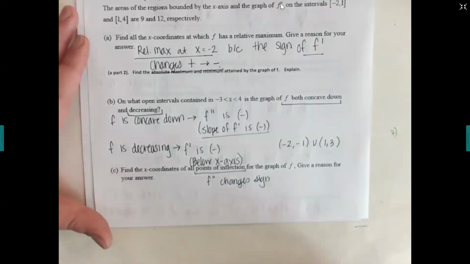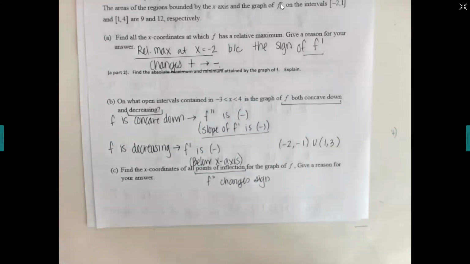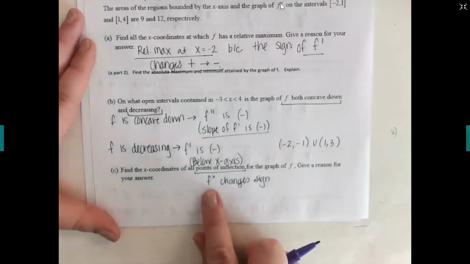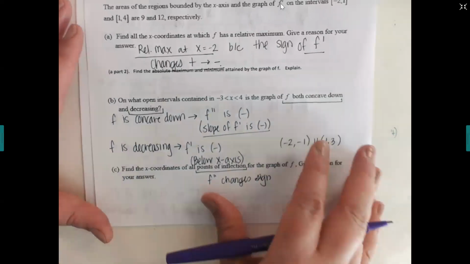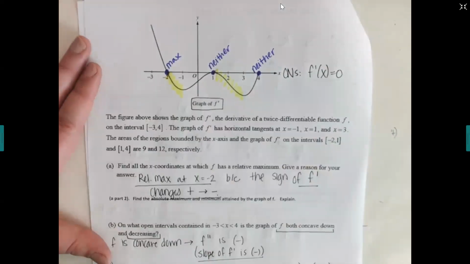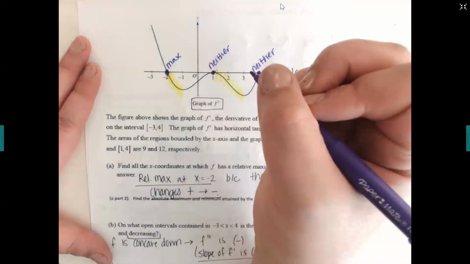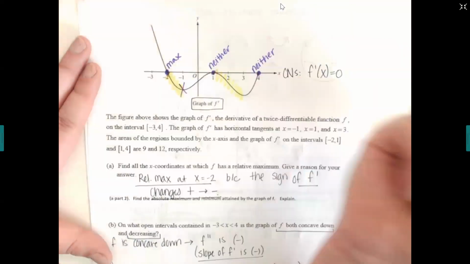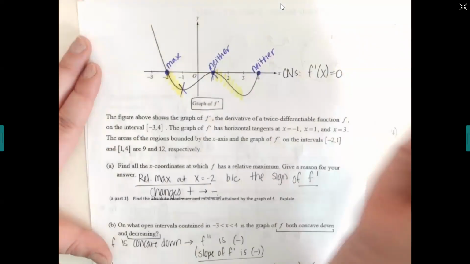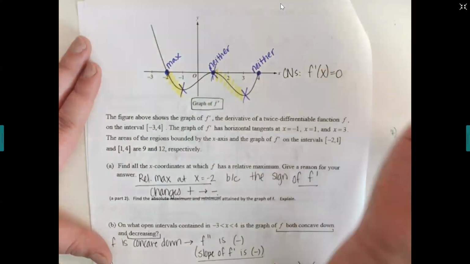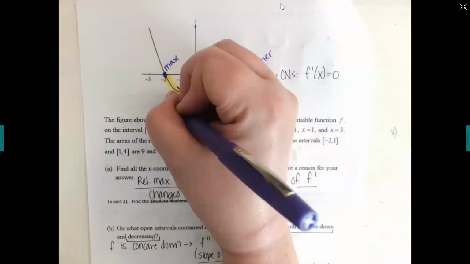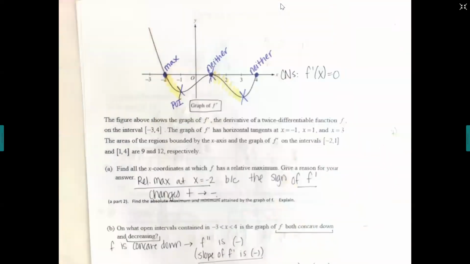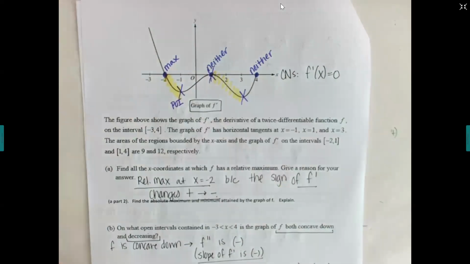How many places does that happen? How many places does the second derivative change sign? Tell me the first one. Negative one. Where else? One. Where else? Three. Where else? So just those three. And then remember, what would those be? Those would be points of inflection on the original graph.